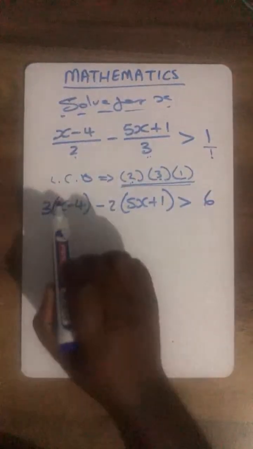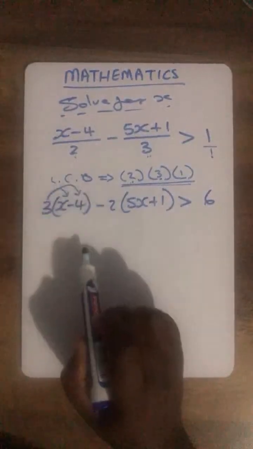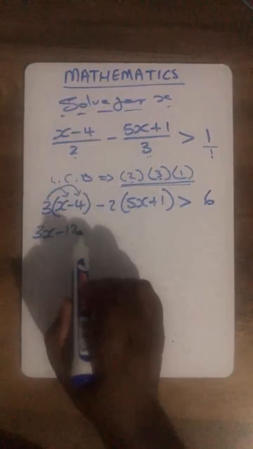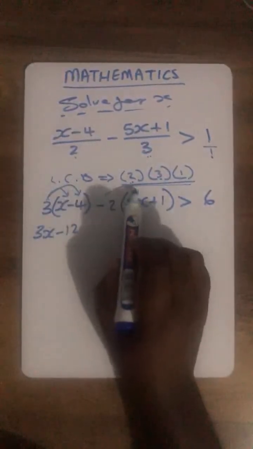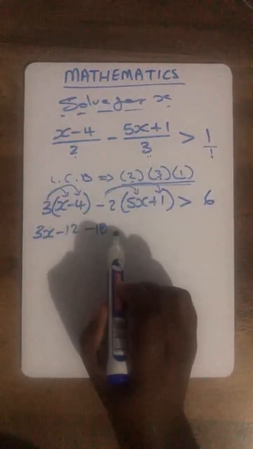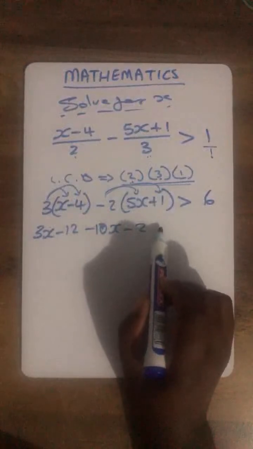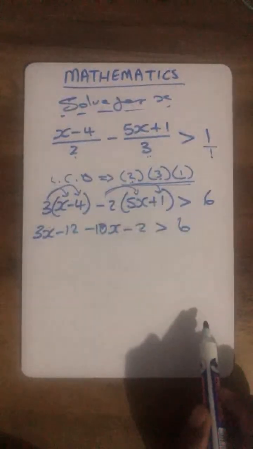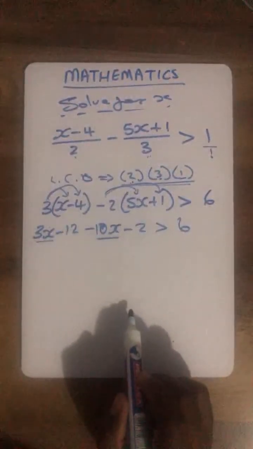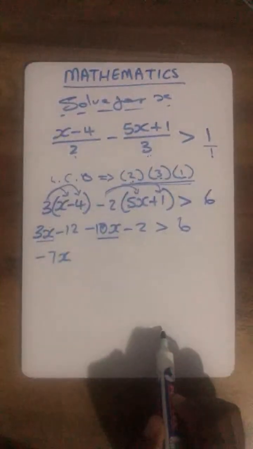So now let us see. That is 3x, then that is 12. Again, that is 10x, minus that, and then we have that. So can you guys see? This is what we are having, which is a negative 7x.